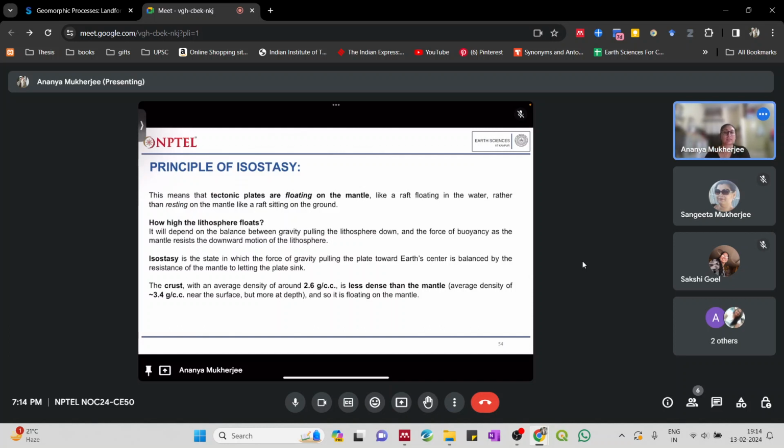the crust in itself is less dense when compared to your mantle. So the density difference itself actually helps in the flotation of the lithosphere on the mantle. Okay, since crust is lighter than mantle, it will float on top of the mantle. So that is one of the principles that is already in play.